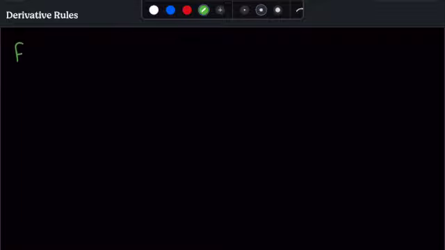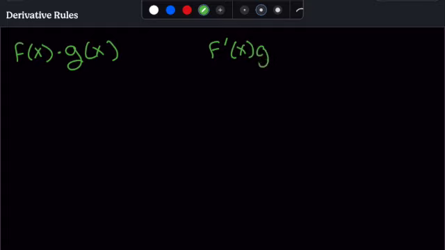So today we're going to be talking about the product rule. So what if we had two functions multiplied times each other? Well, the derivative of this thing right here would be the derivative of the first times the original of the second, plus we leave the first alone and multiply that one times the derivative of the second one.